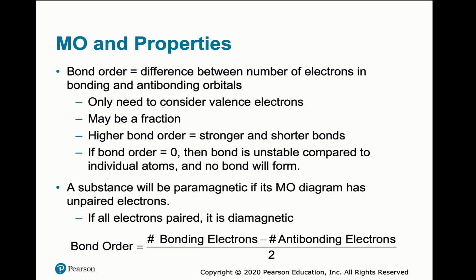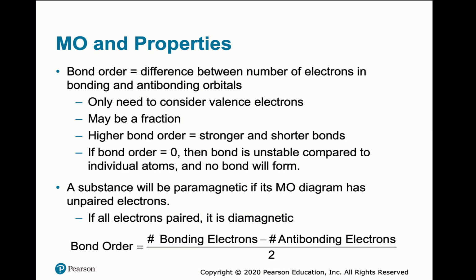So bond order is the number of bonding electrons minus the number of anti-bonding electrons, divided by 2. That is the definition of bond order. The higher the bond order, the more strongly bound a molecule is. If the bond order is 0, it's unstable. But if it's a positive bond order, that means a bond can form.